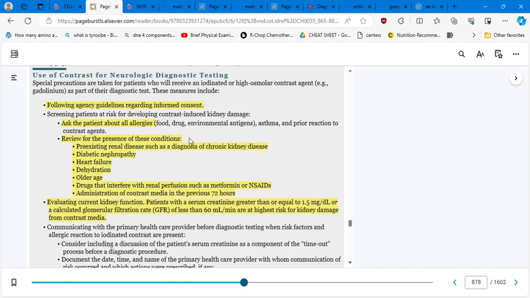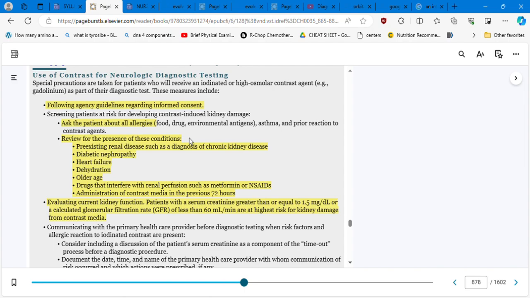So that's why they are going to ask you if you are taking metformin, and they are going to ask you to stop the intake of metformin, not only for the day of the procedure, but also for, some protocols say 3 days before the procedure, some extra days. But also the NSAIDs, hold on that, okay?